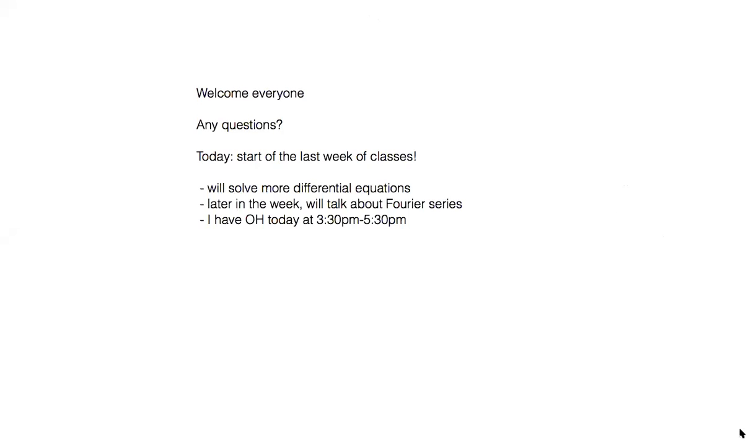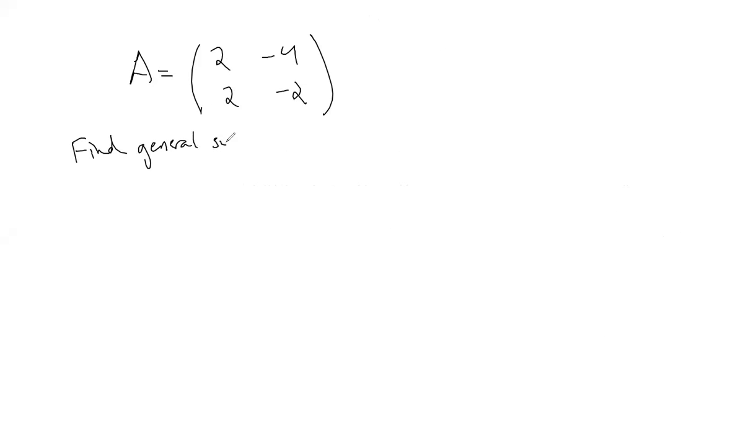Okay, so let's go right into an example then. 2, -4, 2, -2 is our matrix. We want to find the general solution to AX equals X prime.